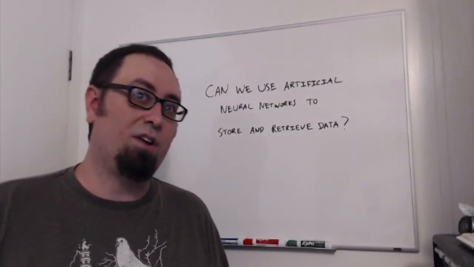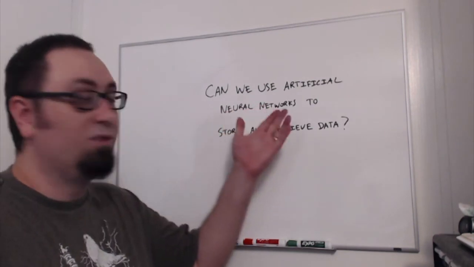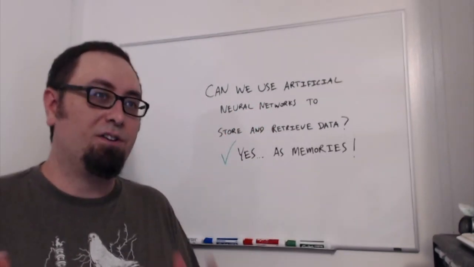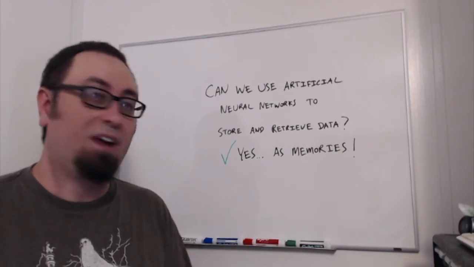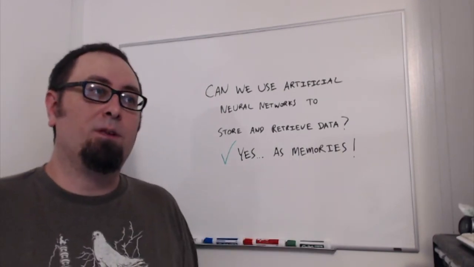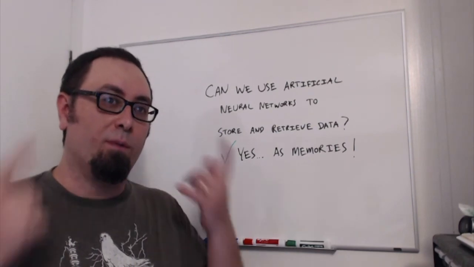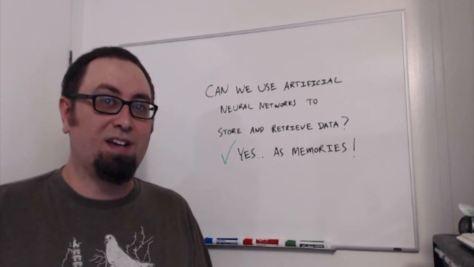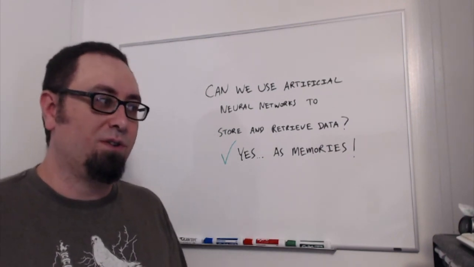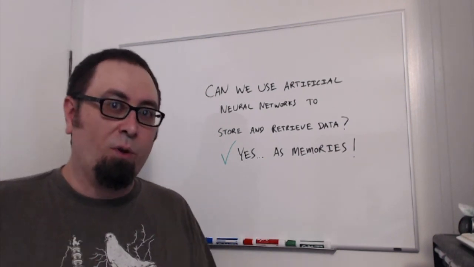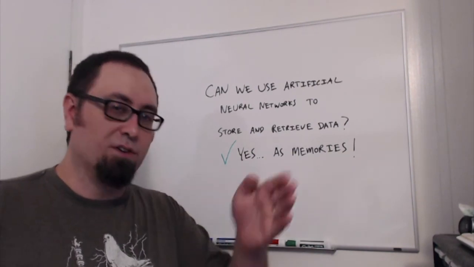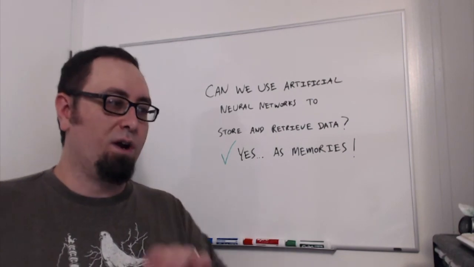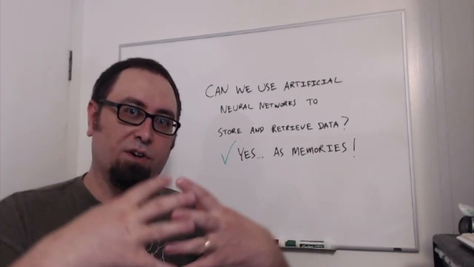Now, this idea started off as a question: can we use artificial neural networks to store and retrieve data? It turns out the answer to the question is yes, as memories. You can train a neural network to remember things and then to recall those memories later. And the interesting thing is how it stores the memories. It doesn't store them as a computer normally would, where it's like, here's a byte, here's a byte, here's a byte in a linear order. It stores them in sort of a holographic fashion, where all the stuff is interconnected.